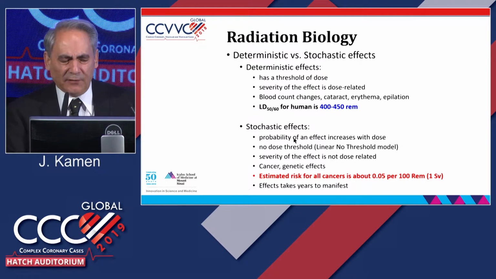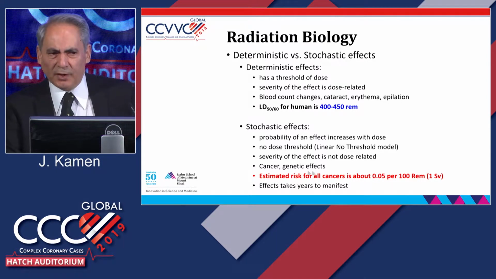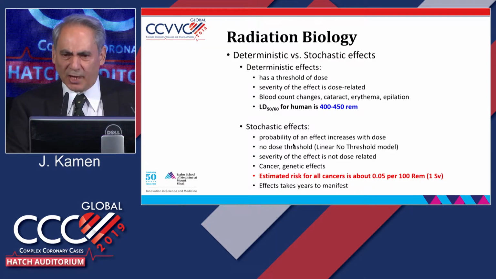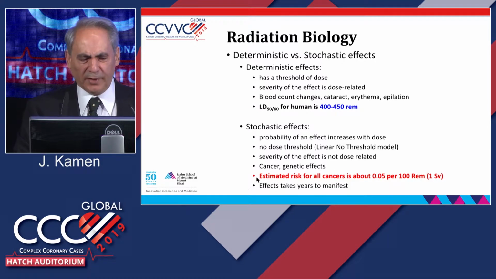A stochastic effect is probability. It increases with dose, no dose threshold. Severity of effect is not dose related. Cancer, genetic effect, all these are types of stochastic effects. So they might ask you which one of these effects is this type, and which one is that type, to see if you know the type of effect.